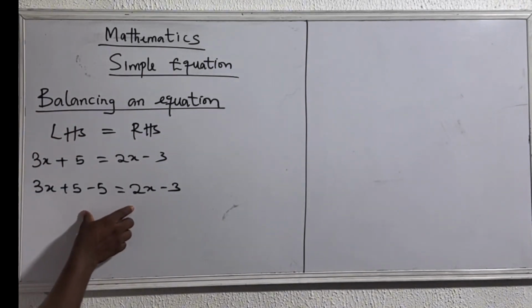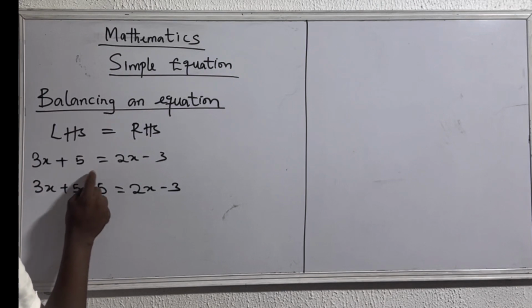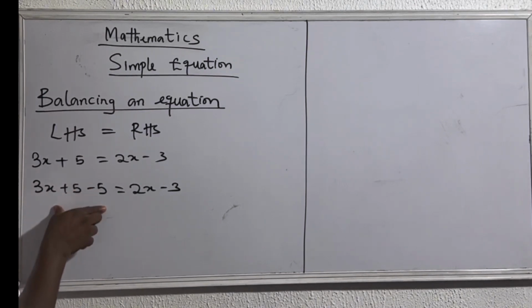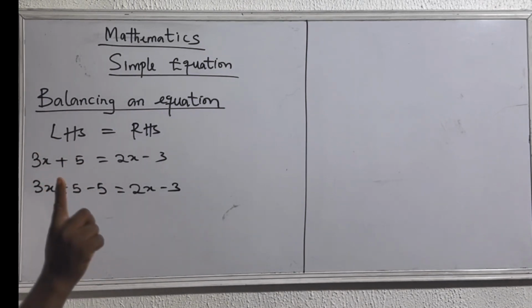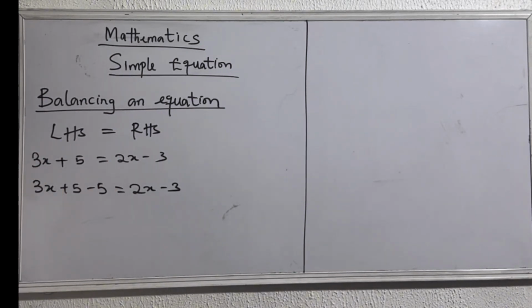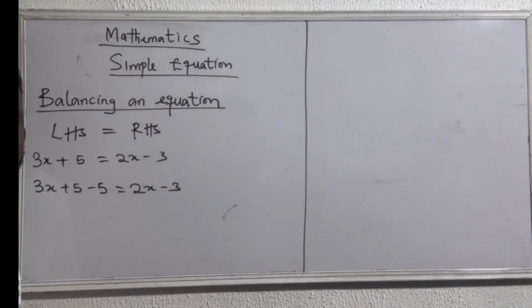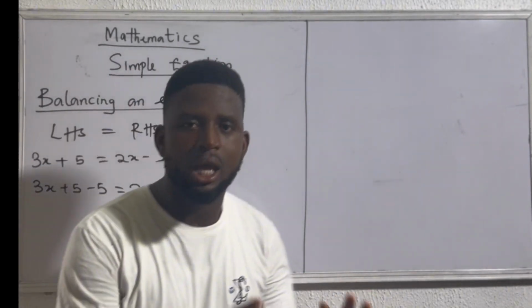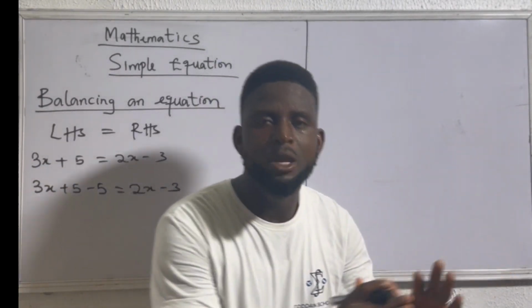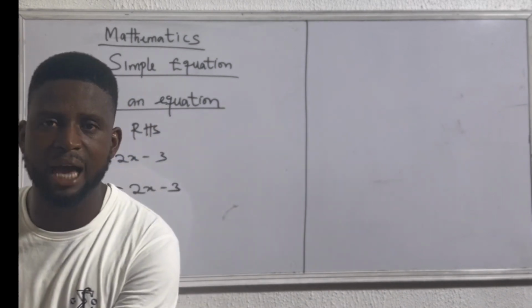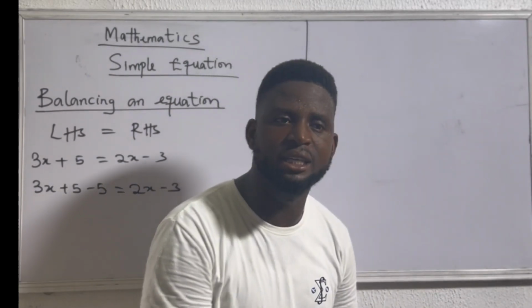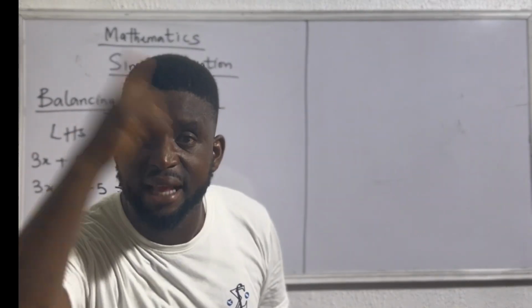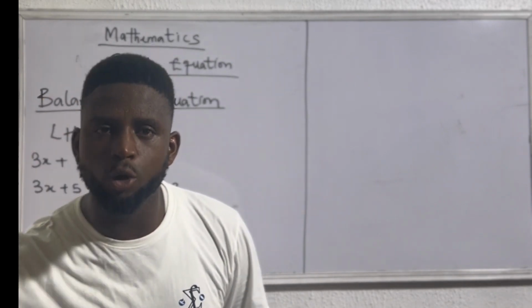Now, if you look at this singular act of subtracting 5 from the left hand side had made this equation to be imbalanced. Why? Because I had carried out an operation on the left hand side which is not carried out on the right hand side. So an equation is only said to be balanced if what is done to the left hand side is also done to the right hand side. That is, whatever I do to a particular term on the left hand side must be done to all the other terms, both on the left hand side and on the right hand side.